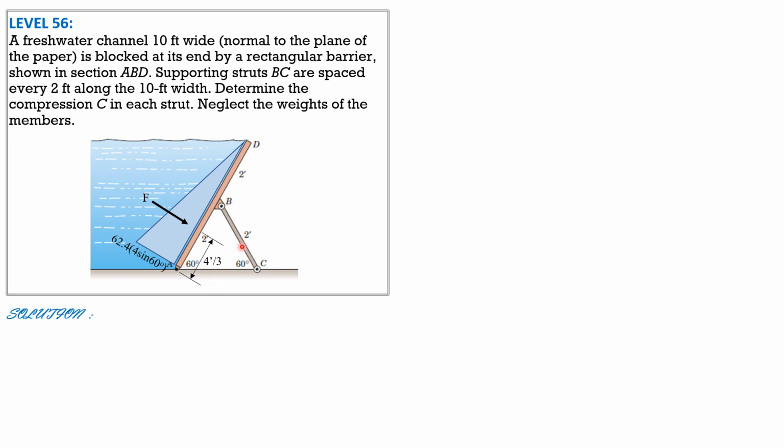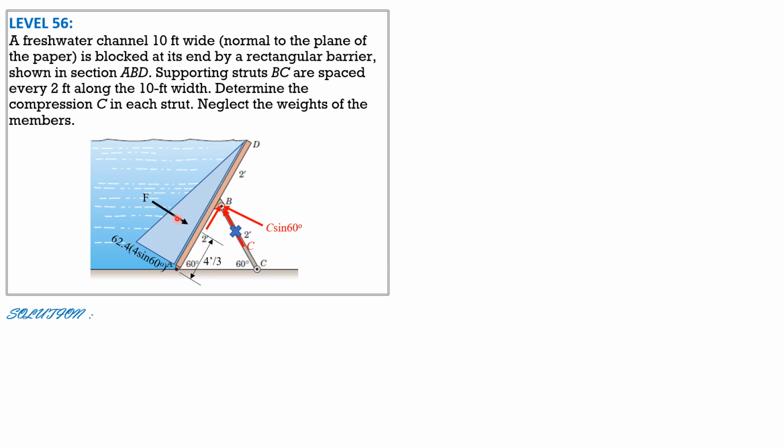Then this is the compression of strut BC. Let's resolve that into components. This is C sine 60, and this is C cosine 60. I will not label C cosine 60 because when we sum up moments about the hinge at A, it has no moment arm, so it will just be 0. C sine 60 is opposite the 60-degree angle. It's useless to label C cosine 60 because it is not involved when we sum up moments about A. So summation of moment about A equals 0.